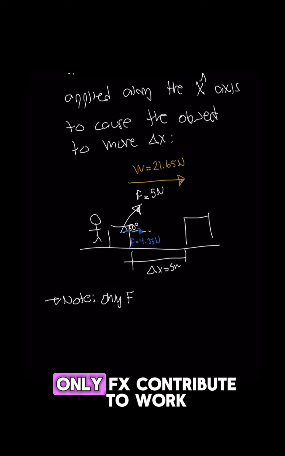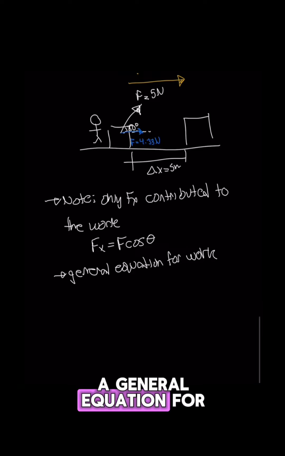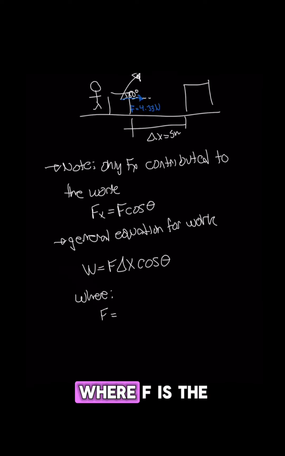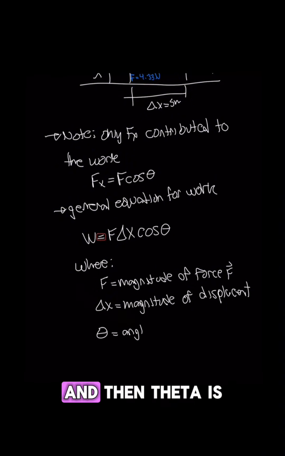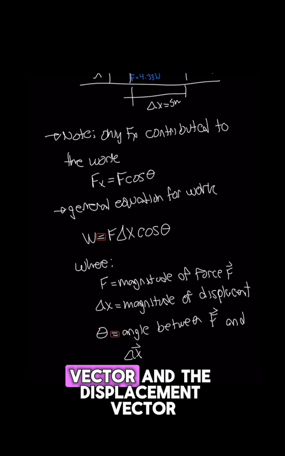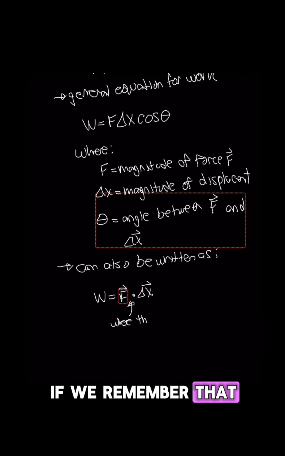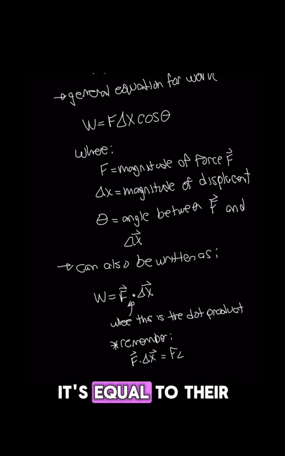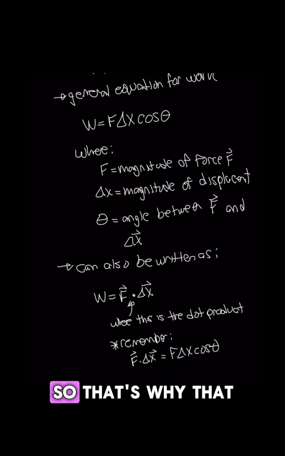An important note here, only F of x contributed to work. F of x is given by F cos 30, so we can write a general equation for work equal to this below, where F is the magnitude of the force vector, delta x is the magnitude of displacement, and then theta is just the angle between the force vector and the displacement vector. It could also be written in the form of a dot product here, if we remember that when we take the dot product of two vectors, it's equal to their magnitudes times the cosine of the angle between them, like seen in this expression here, so that's why that makes sense.